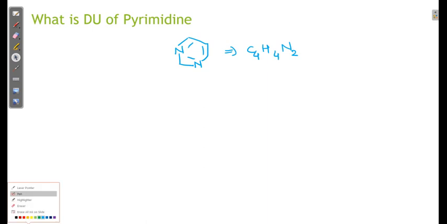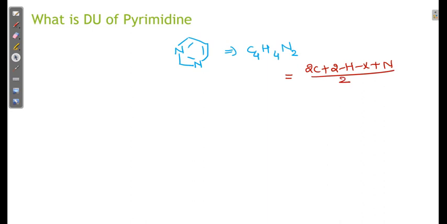Let us go ahead. What is the DU of pyrimidine? Suppose a formula for pyrimidine is like this. Okay, for the pyrimidine, we have to calculate, this molecular formula is C4H4N2. So from this molecular formula, if we want to calculate it, then we can say that DU is equal to 2C plus 2 minus H minus X plus N divided by 2.